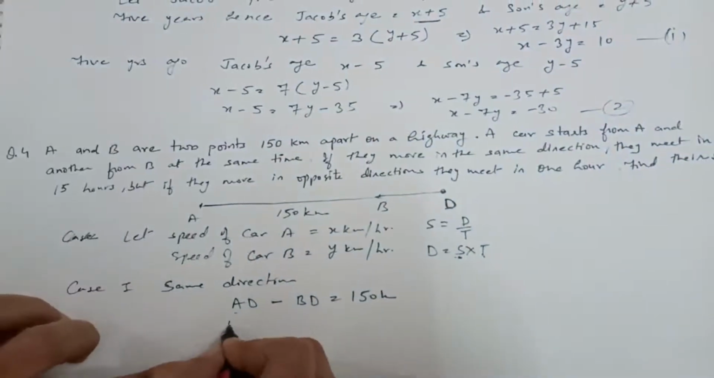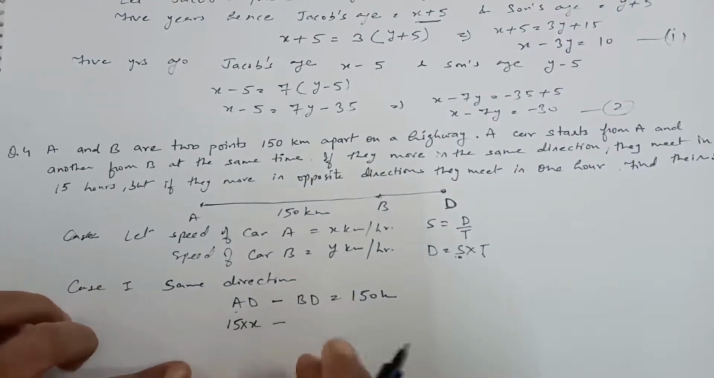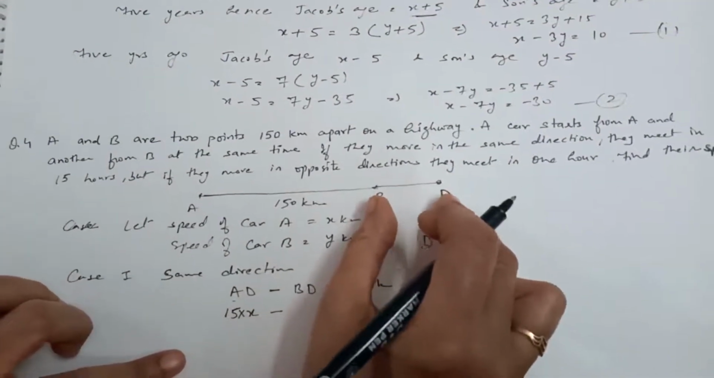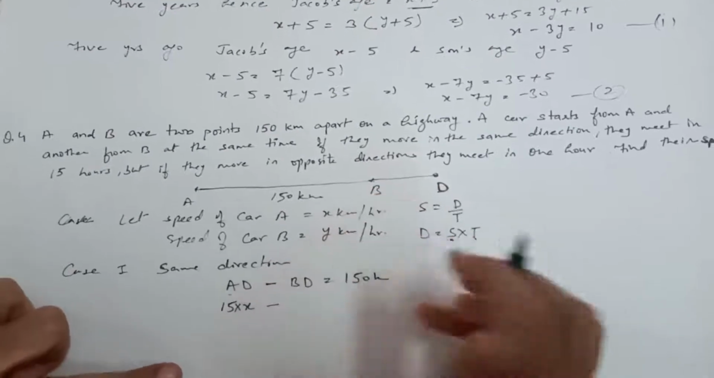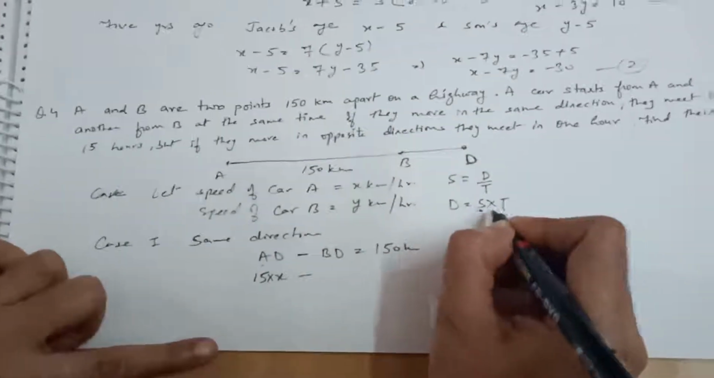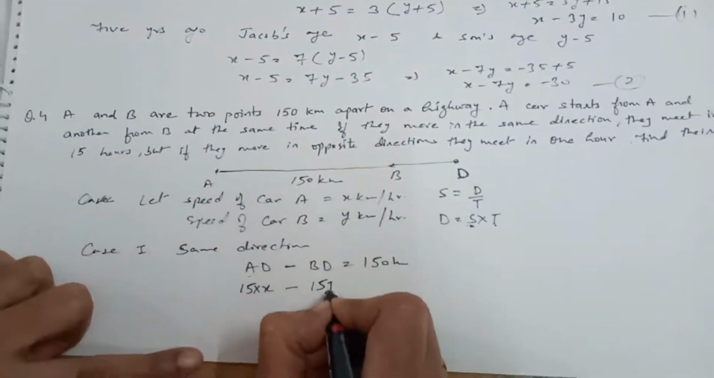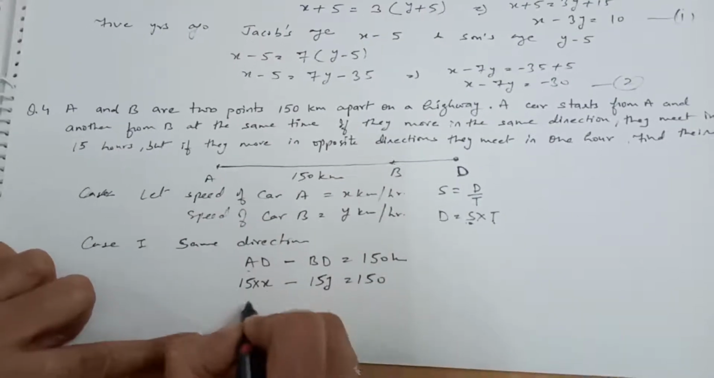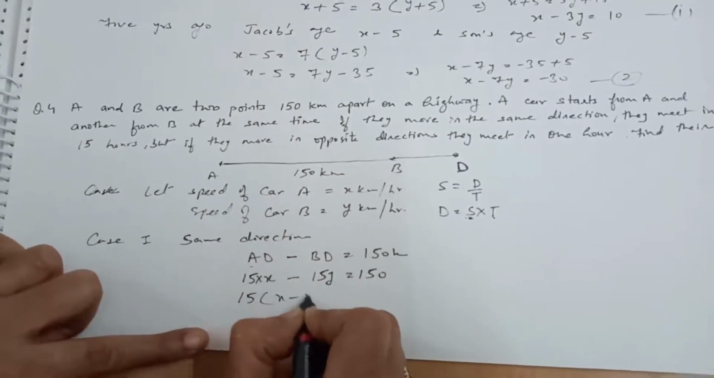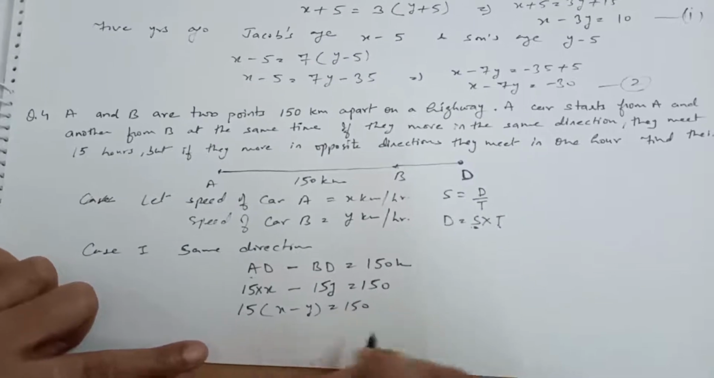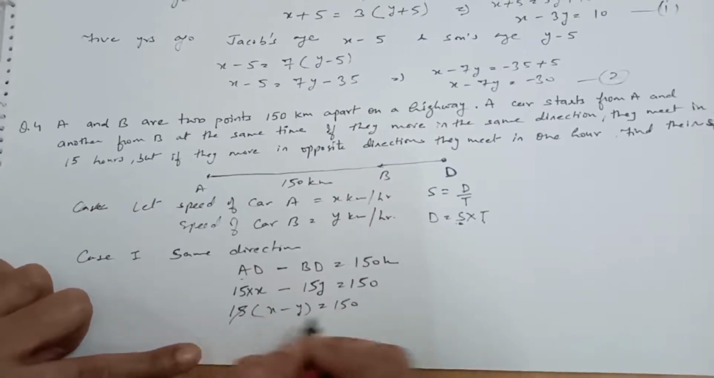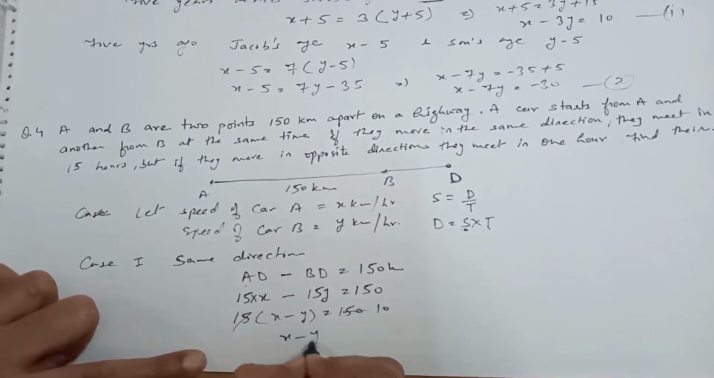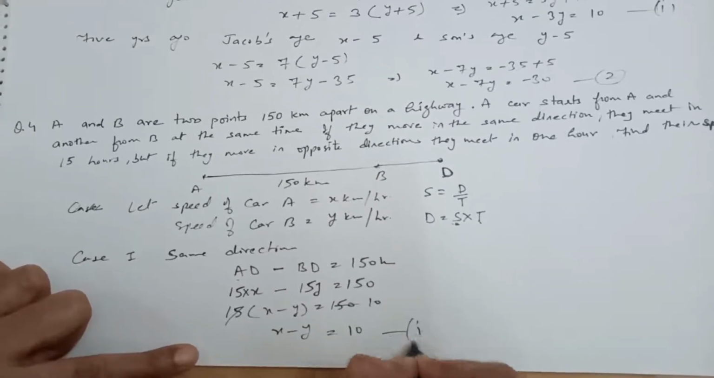So AD will be 15 into x minus this one. B's speed is y, and time is 15 hours, so it will be 15y, and the difference is equal to 150. Take out 15 common, it will be x minus y equals 150. You can divide, or directly cut it to 10. So the first equation is x minus y equals 10. This is your first equation.